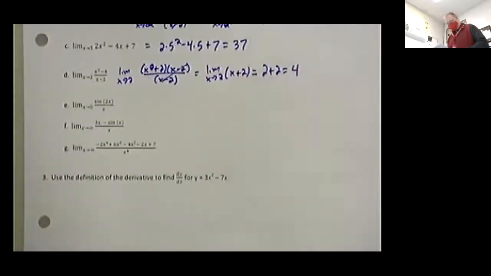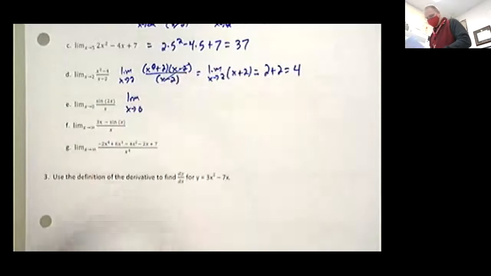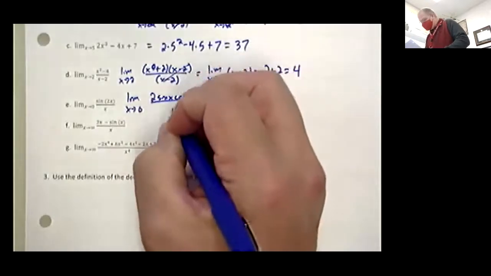Now we break into trig functions. This is the limit as x goes to 0 of sine of 2x over x. For that, we're going to need a trig identity. And for that, you're going to look on your pink sheet. And that identity is this. The limit as x goes to 0 of sine of 2x over x is 2 sine of x cosine of x all over x.